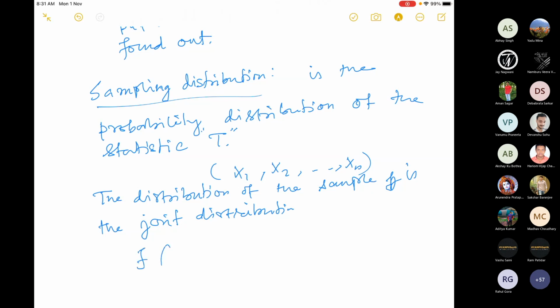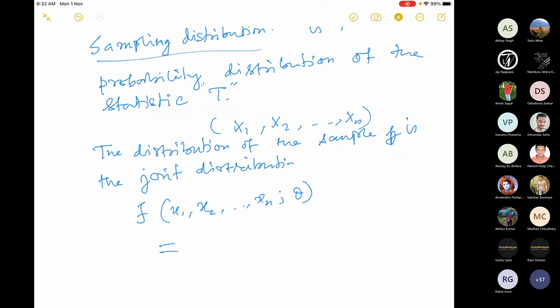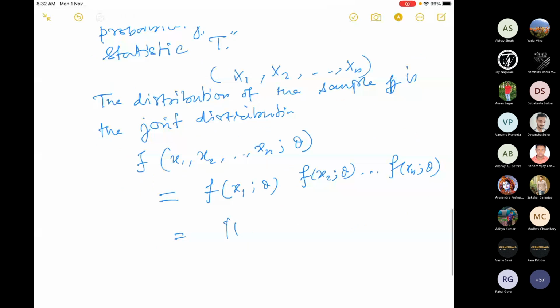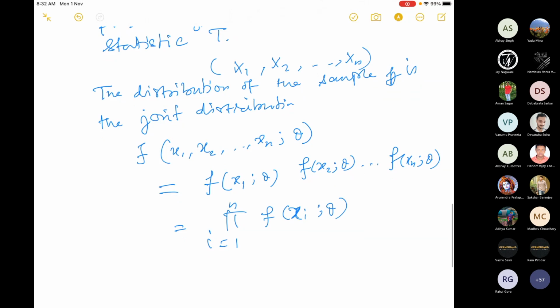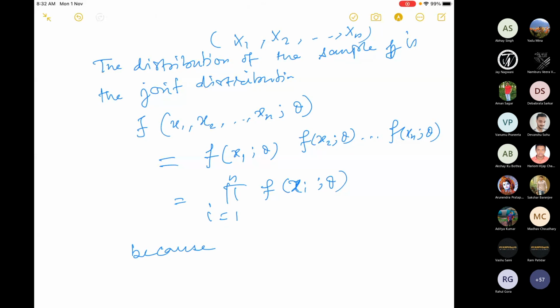So we can say it is f, with arguments small x1 corresponding to capital X1, small x2 corresponding to capital X2, and so on, and of course the parameter theta, because they are all individually distributed. This joint distribution is nothing but the product of individual distributions, because they are all independent: f of x1, theta, f of x2, theta, and so on, f of xn, theta. So this is the product for i equal to 1 to n of f of xi and theta, because the joint is nothing but the product of the marginals, since x1 to xn are IID. So this is the joint distribution of the sample, which is different from the sampling distribution.